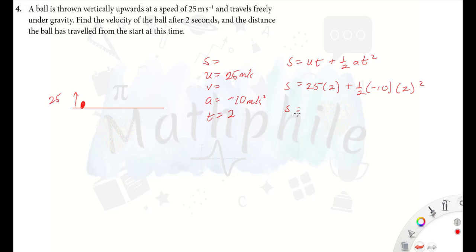Okay, so what is the value for the s? It should be 50 minus 20. It's 30.